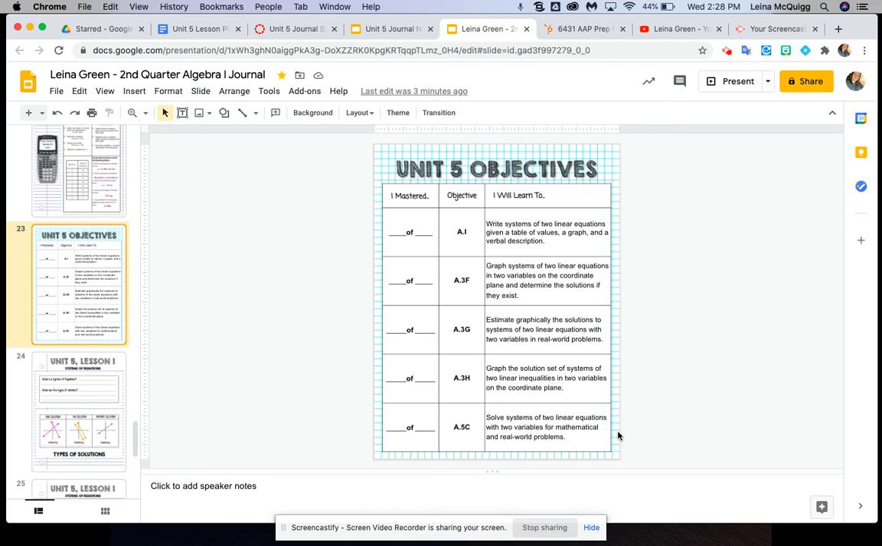So basically, everything we're doing in this unit, we're going to write equations, which we already know how to do. We're going to graph equations, which we already know how to do. We're going to graph inequalities, which we already know how to do. And we're going to solve equations, which we already know how to do. So the only difference for this whole unit is that we're talking about systems, which means we have two equations or two inequalities or two lines that we're looking at on our graph. Okay, so that's the only new thing. We're looking at two lines at the same time instead of just one.